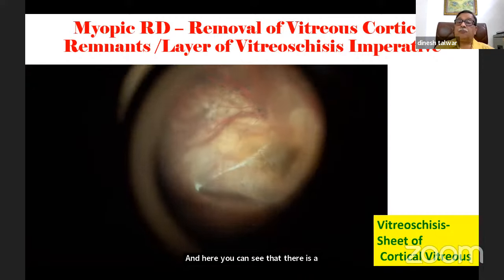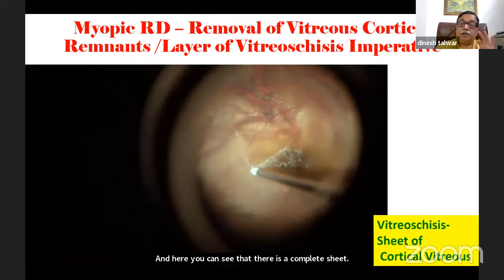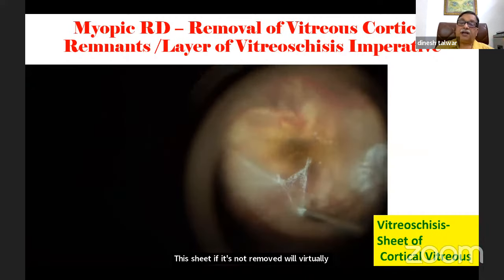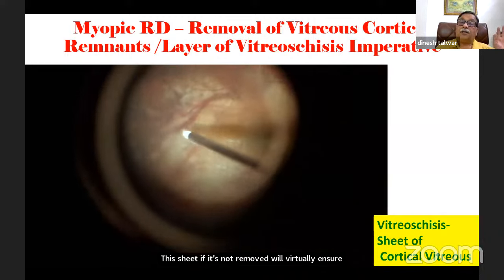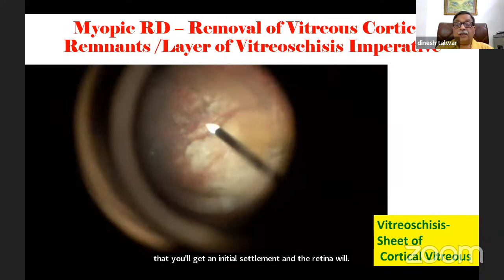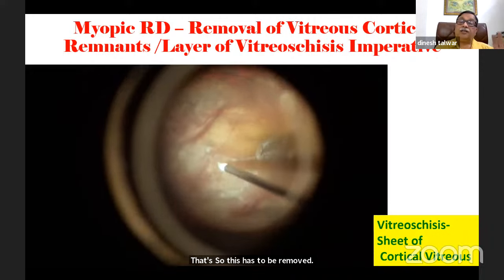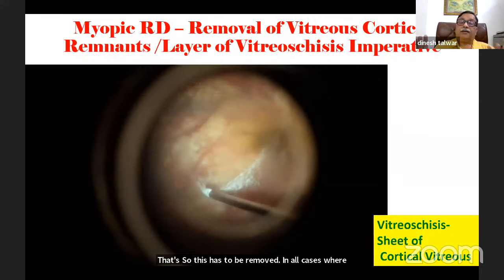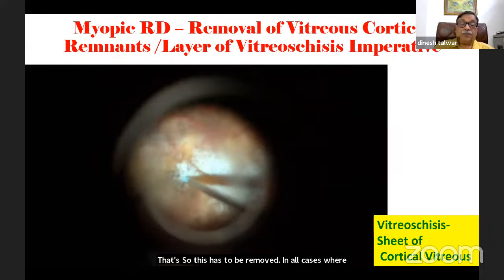This sheet, if it's not removed, will virtually ensure that you'll get an initial settlement and the retina will detach later on again. So this has to be removed in all cases where there is a high myopia with a retinal detachment when you're doing a vitreous surgery.